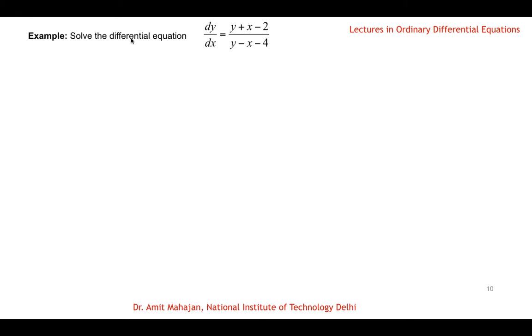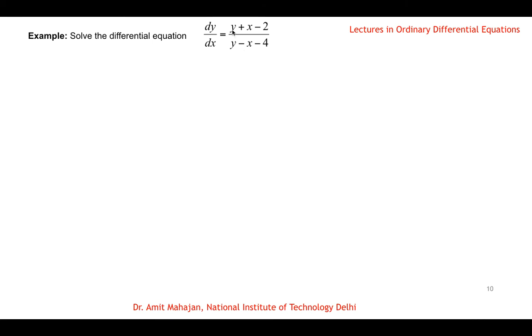Say, solve the differential equation dy/dx = (y + x - 2)/(y - x - 4). So you can see that it is 1 degree, 1 degree, and this is a constant number, 1 degree, 1 degree, and a constant number. Because of these constant numbers here, this differential equation is non-homogeneous.